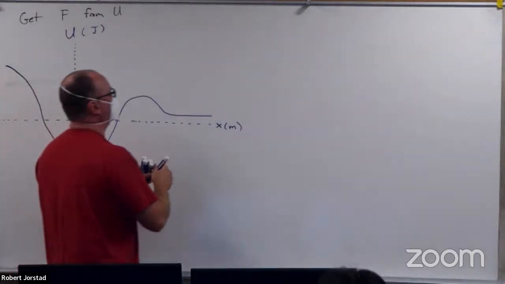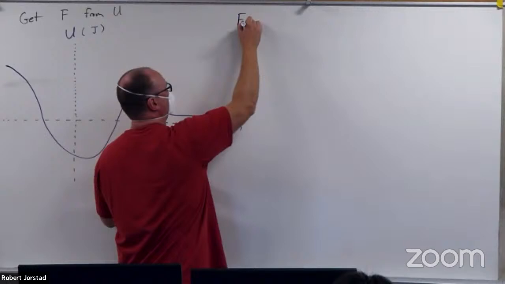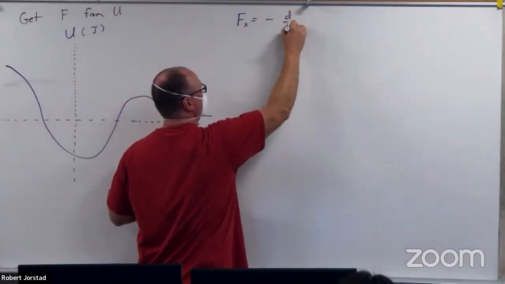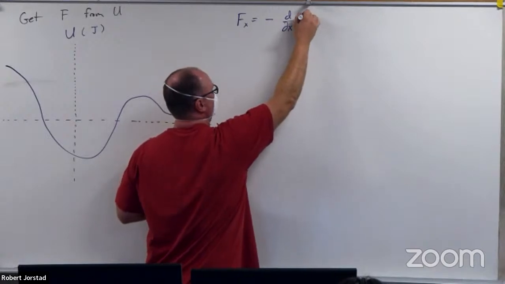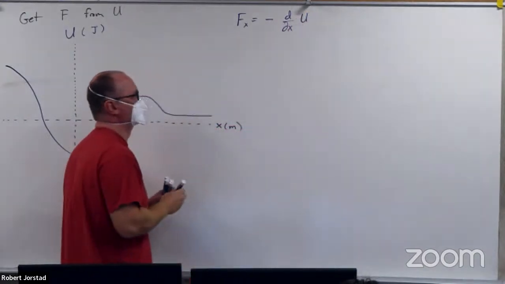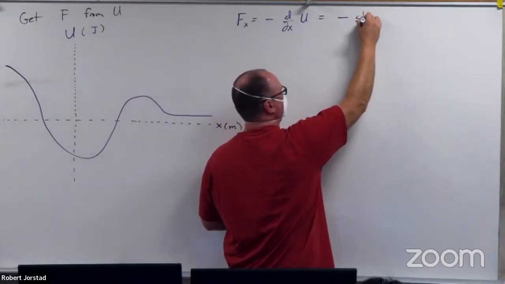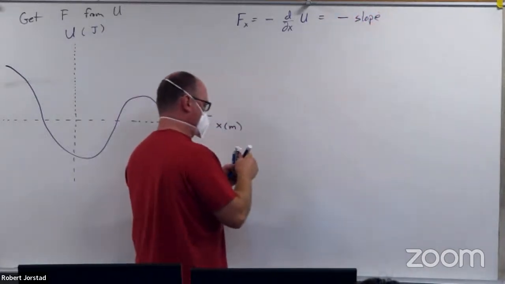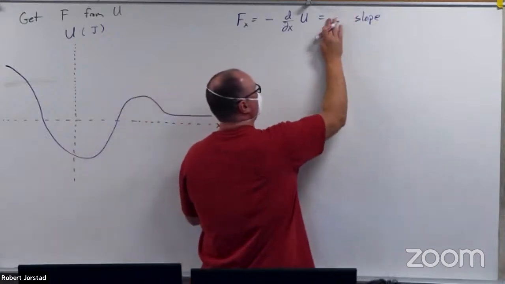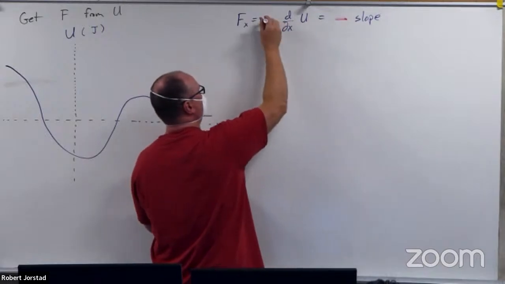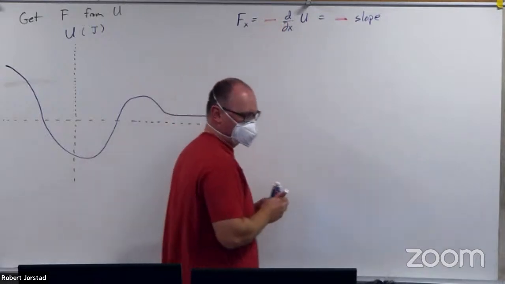We know you could get F sub X is equal to minus the derivative of U, which is equal to negative the slope. And maybe I'll put that minus sign in red to make it pop. If you forget this, it's on your equation sheet. You could find it there. This is the bad red marker.